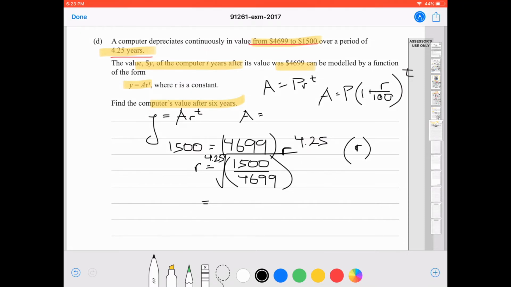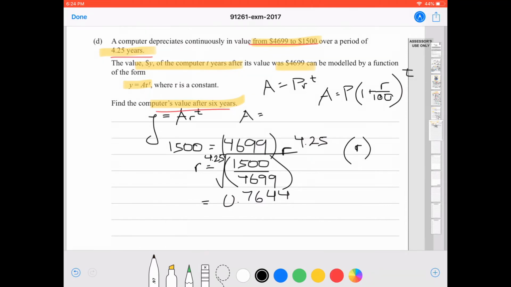It is going to be 0.76 now, is that correct? Okay, yep. So our rate here is 0.7644. And so now we can find the computer's value after 6 years.